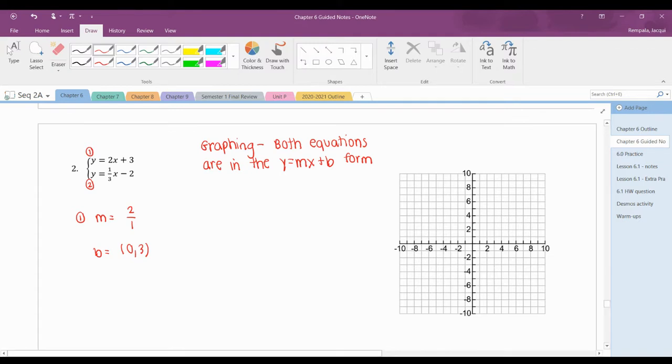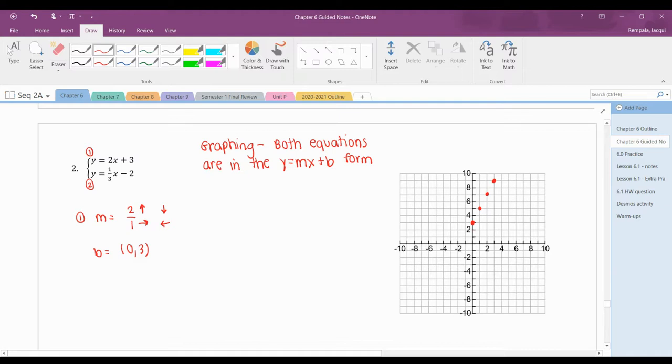I want to graph. So I start on the y-axis at 3. Slope, because it's positive, I can move up and then to the right. So we're going up 2 and then 1 to the right, up 2, 1 to the right. I can do that multiple times. If I want to go in the opposite direction, I'd have to go down and then to the left.